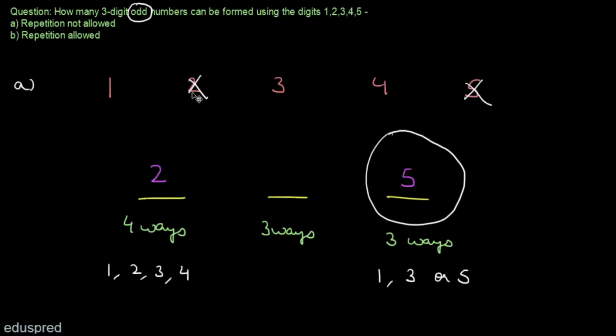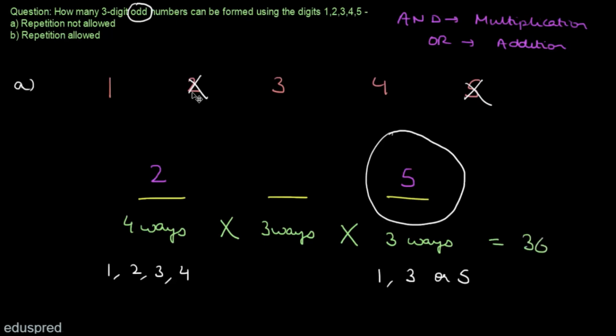Now the question is whether we add these 3 or we multiply these 3. Well, the golden rule is that AND means multiplication and OR means addition. This is one basic rule that we are going to use again and again. Here we are filling the first slot and the second slot and the third slot. So that means the total number of ways is equal to 36. So this is our answer.